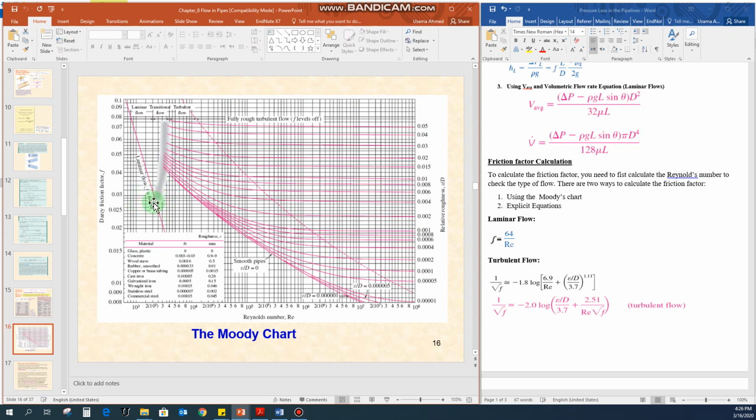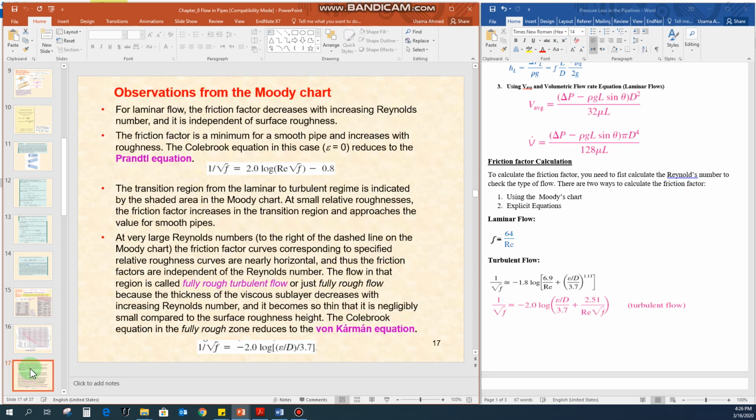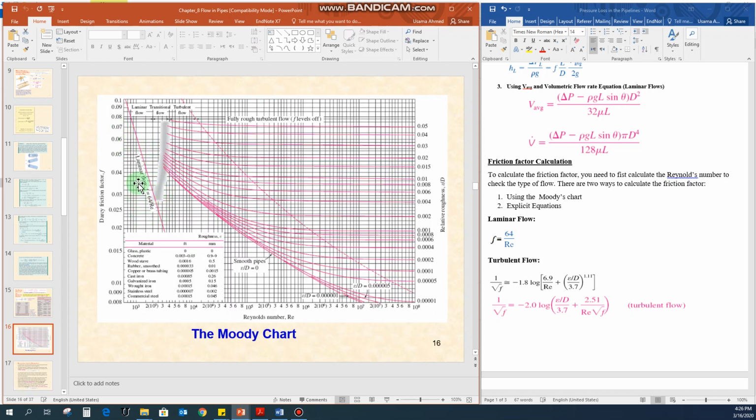So let's see how we can read this chart in detail. This one is an explanation. For the first part, for laminar flow, the friction factor decreases with increasing Reynolds number, and it is independent of the surface roughness. Now this one is the region for the laminar flow. If there is a slight increase in the Reynolds number, you will see a reduction in the friction factor, and the friction factor is not a function of the relative roughness for the laminar flow.